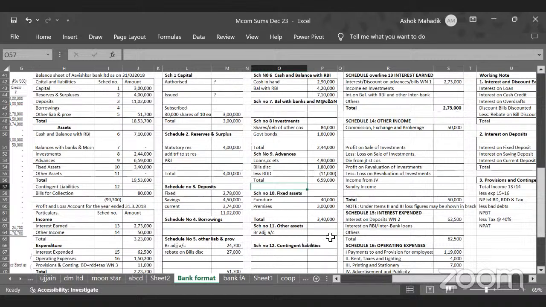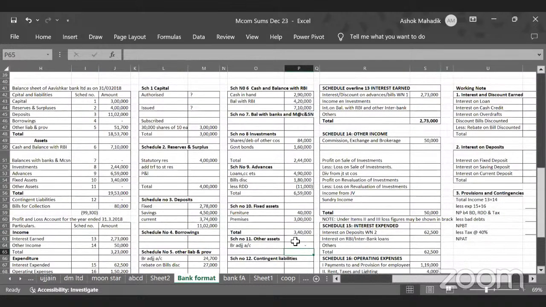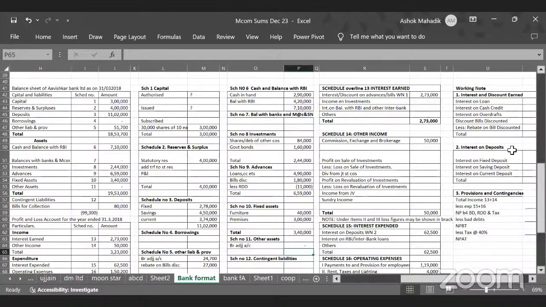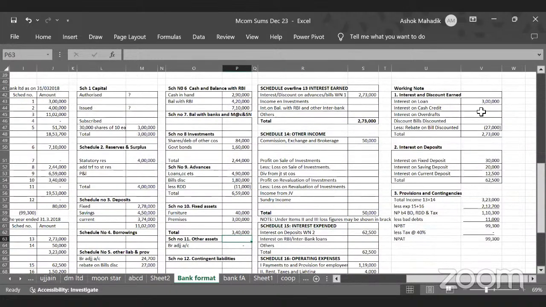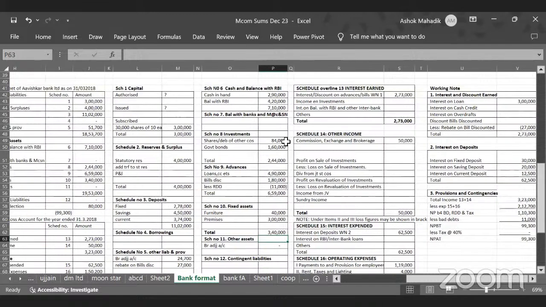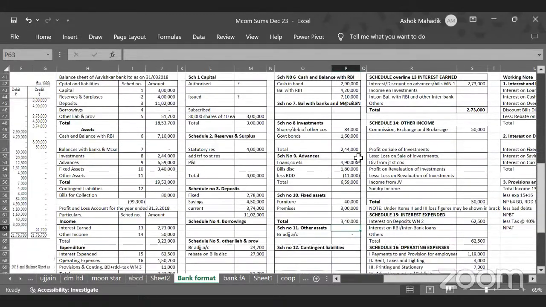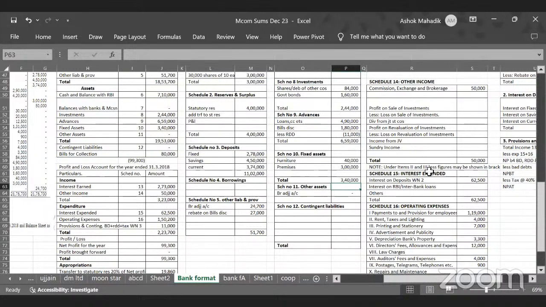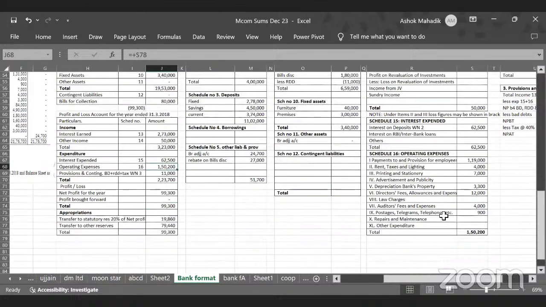Correct. Schedule number 11. This time it is not there on the debit side, so it won't come there. Okay. 12, nothing given. Schedule 13. Have you considered everything? Yeah. Schedule 13 was here. We had made a working note. So the total came in this schedule, and this will go to schedule 13, 273. Correct. Schedule number 14, 50,000. Yes, 50,000. Schedule number 15, total 52,500. Yes, here also 52,500. Schedule number 16, total is 150,200. Correct.